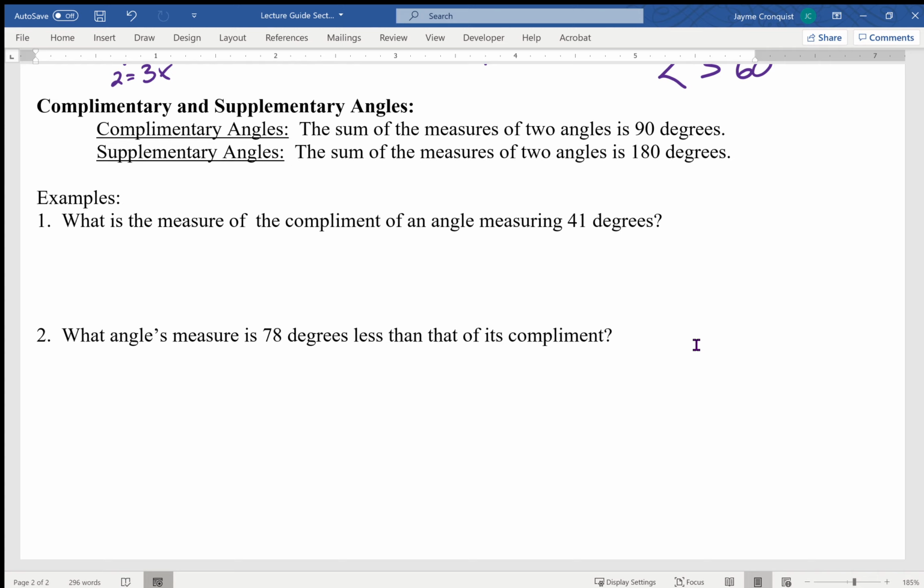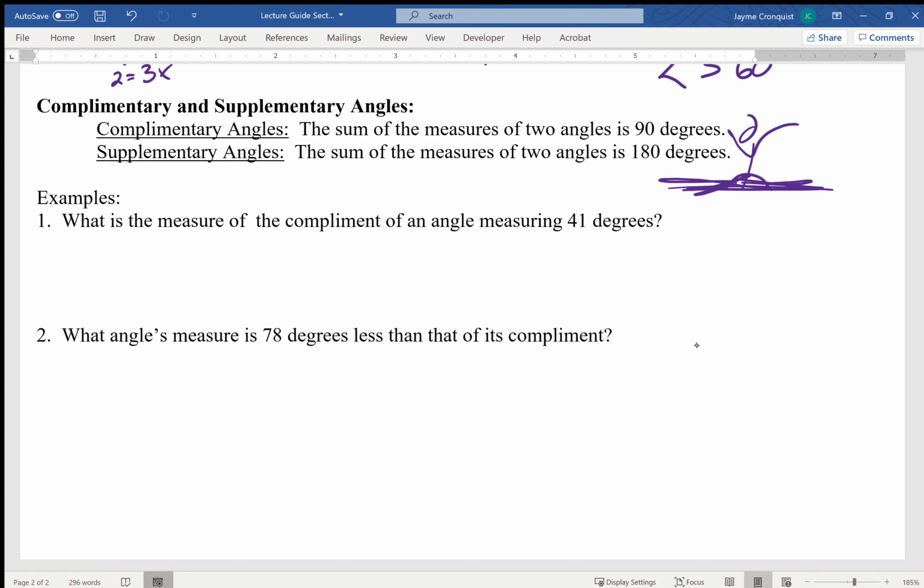Supplementary means that they have to do the splits. They add to 180. Aligned, this distance is 180. So if you think of a person sitting here, they have to do the splits, right? They're making a line with their legs. So they have to be supple to do the splits. Supplementary is straight line, 180. Okay, so a little silly, but it might help you remember.